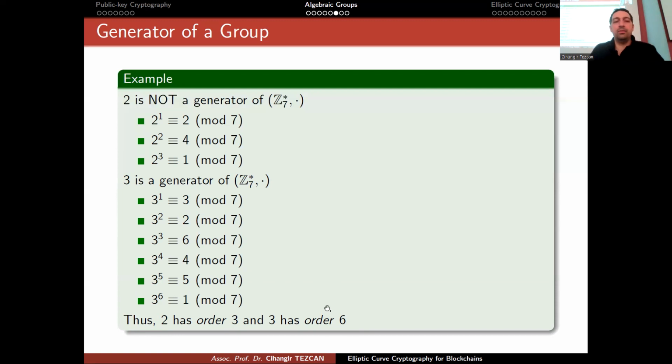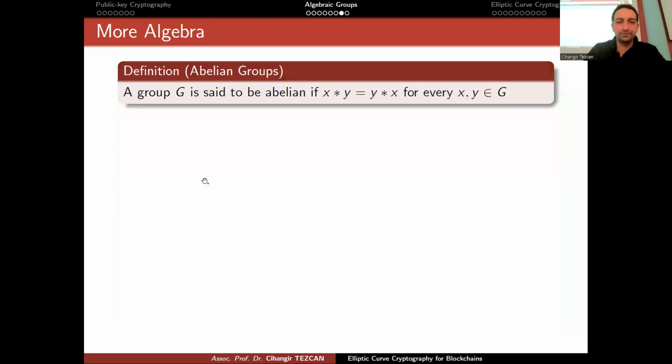And a generator may not be a unique element, so there might be other generators in this group, okay? There may be something other than 3 which also generates the group, so you need to check. A generator of a group is important because in the Diffie-Hellman key exchange, my first sentence is saying let G be a generator of that group, okay? In elliptic curve cryptography, we will also need a generator.